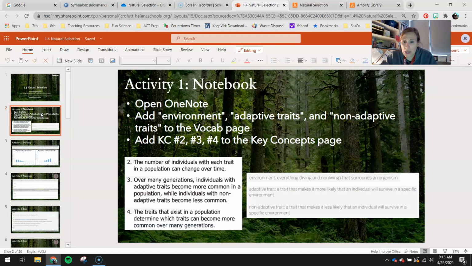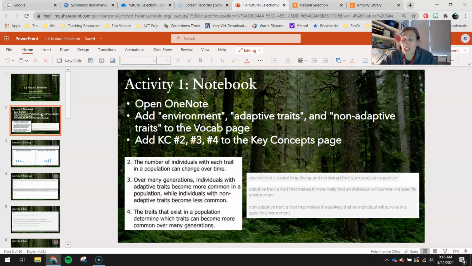An adaptive trait is a trait that makes it more likely that an individual will survive in a specific environment. So if we see a certain environmental change, there are certain traits that make certain organisms a little bit more equipped to survive. Those would be adaptive traits, versus non-adaptive traits, which are traits that make it less likely that an individual will survive in a specific environment.